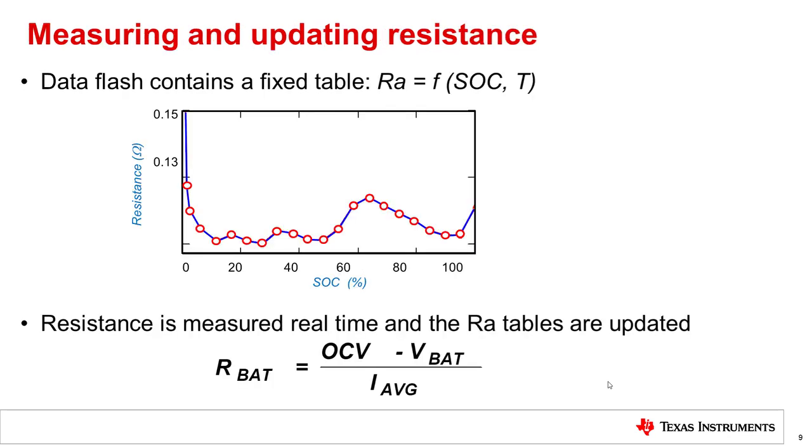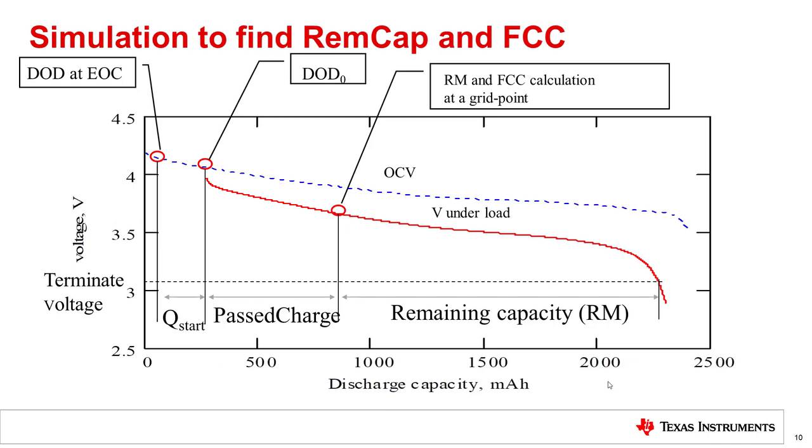As we saw before, it is important to update impedance since impedance changes with age and can affect the gauging accuracy. Resistance is measured real-time as OCV minus an average battery voltage divided by the average current. The simulation is the engine behind the impedance track algorithm used to predict the remaining available capacity. The simulation runs under certain conditions such as significant change in temperature, Qmax update, or if the DOD crosses a resistance DOD grid point during discharge.